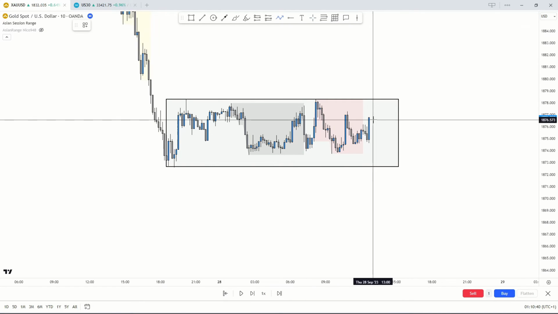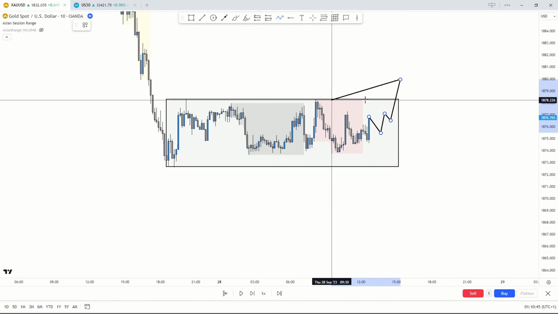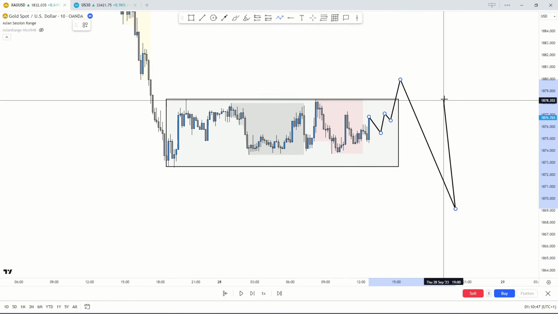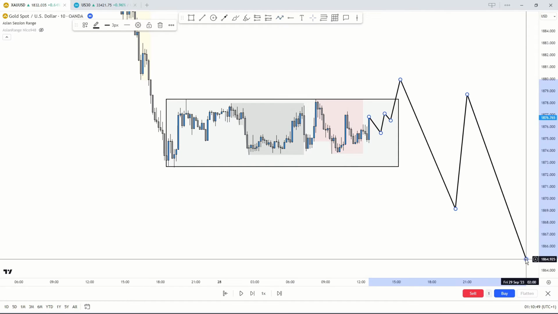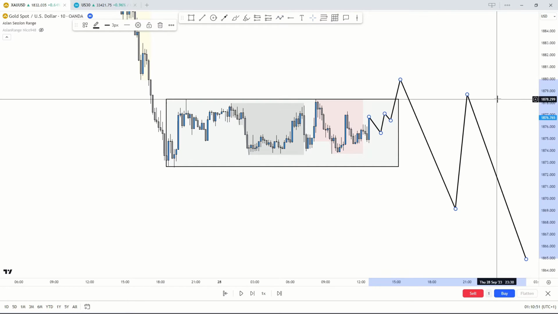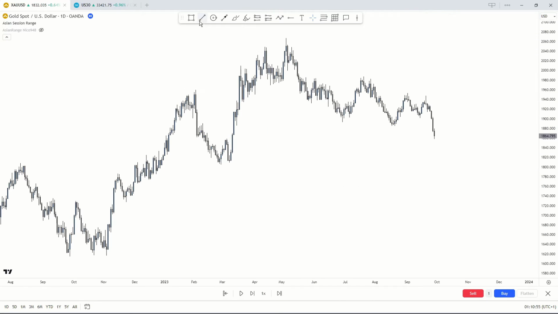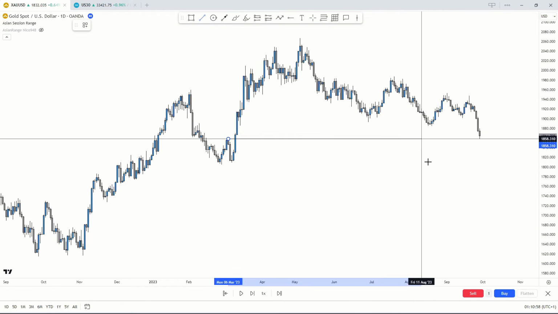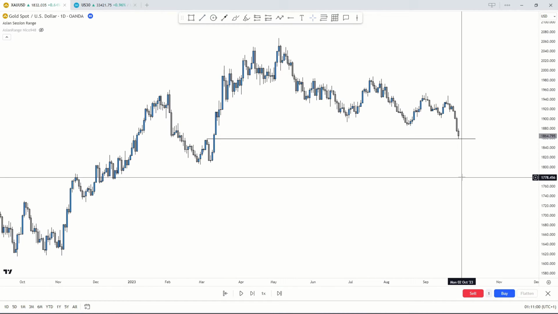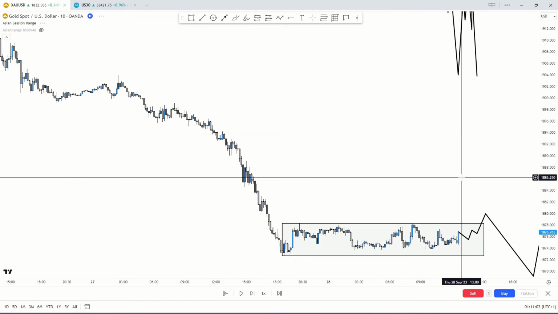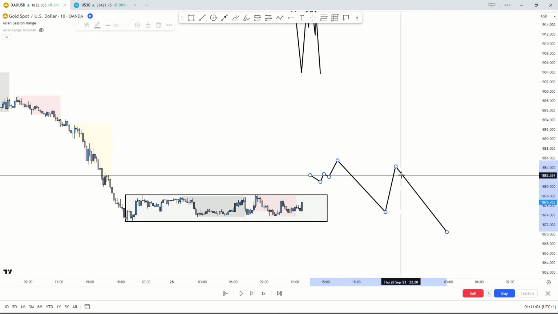So if I was to give a projection for New York, I would expect price to A, sweep all of these highs, and then B, sweep all of these lows, then mitigate and drop even further. And when I say drop even further, I mean drop even further to this level of daily demand down here, right? That's where I'm expecting price to come to. Now we head back onto the 10-minute. So that's what it looks like on the 10-minute.